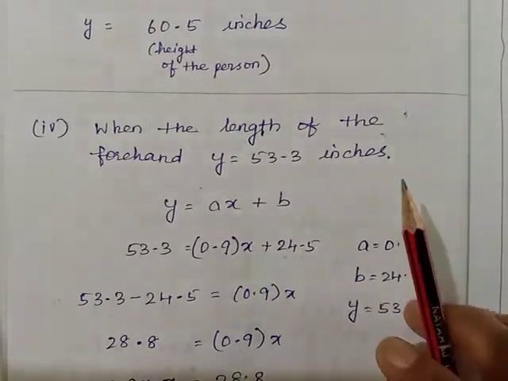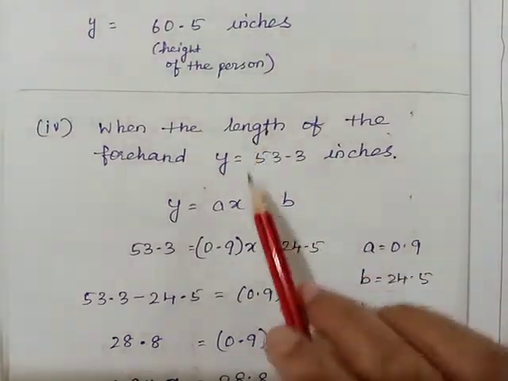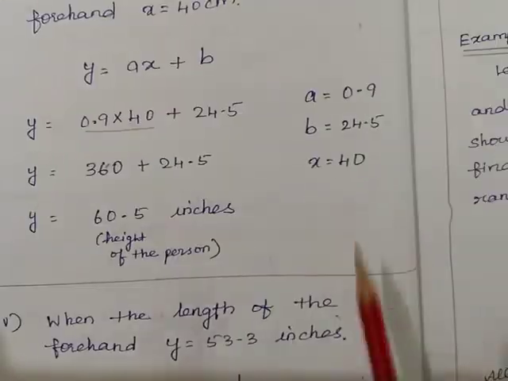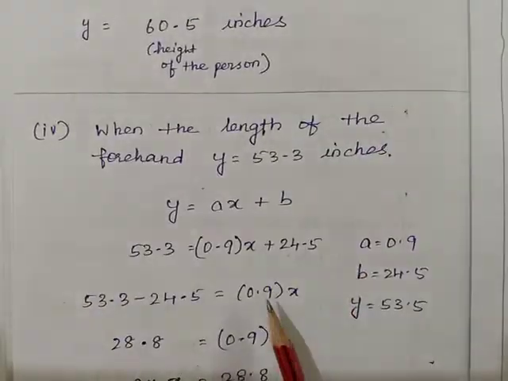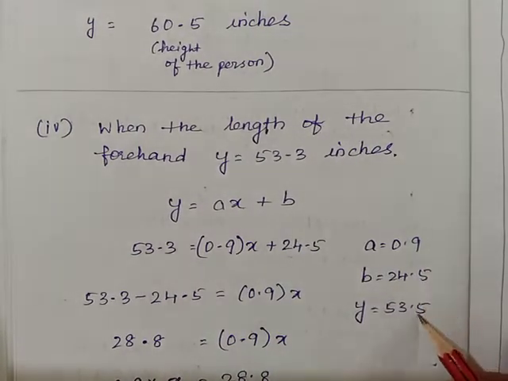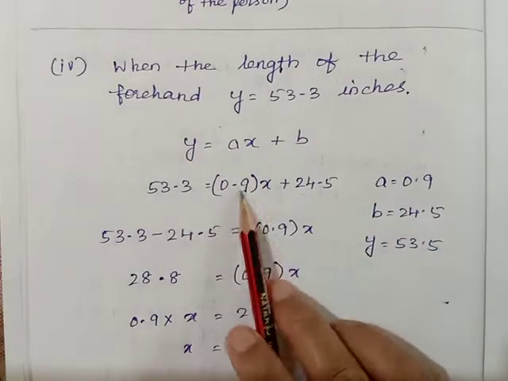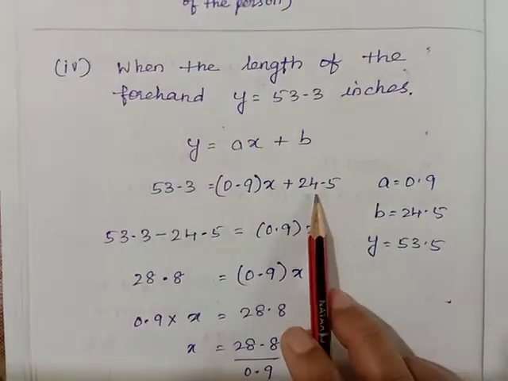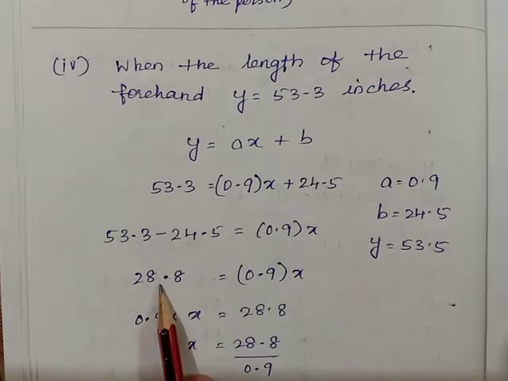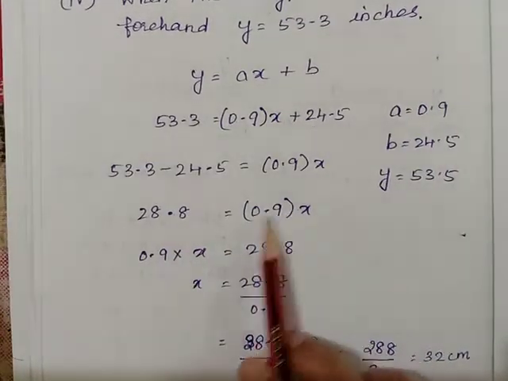Now the question is reversed. We know the value of a, we know the value of b, and now we know the value of y given in the question. Now we have to find the value of x. Earlier we knew the value of x and found y. Now we substitute the values of a, b, y in the relation. So y equals, in the place of a and b I have written the values: 53.5 equals 0.9x plus 24.5. Plus 24.5 goes to the other side and becomes minus 24.5, that is 28.8 equals 0.9 into x. So I have replaced the position.